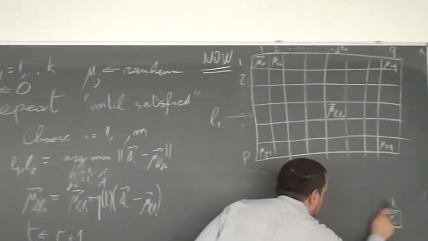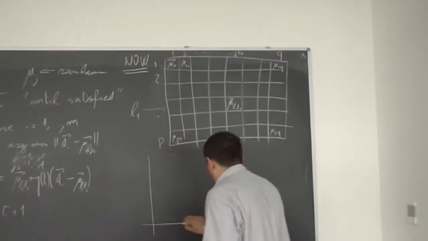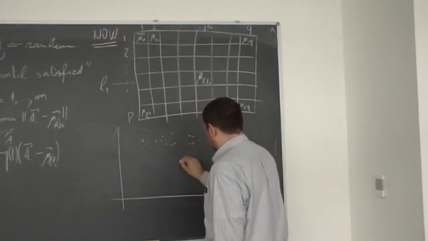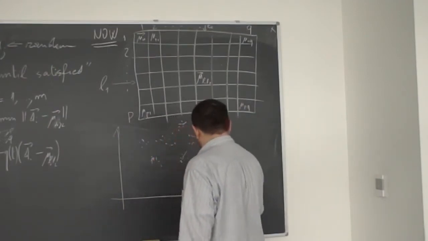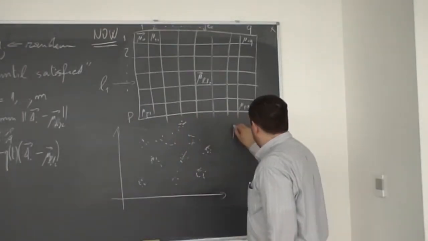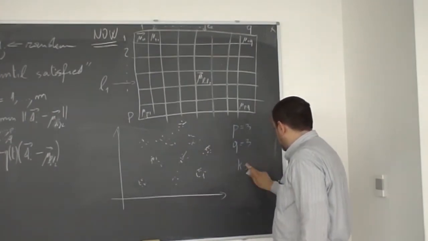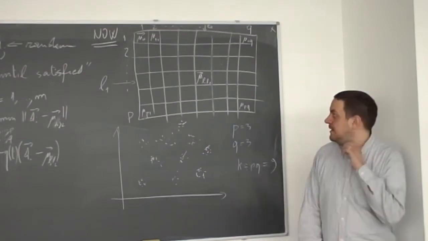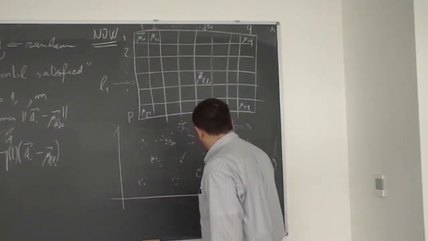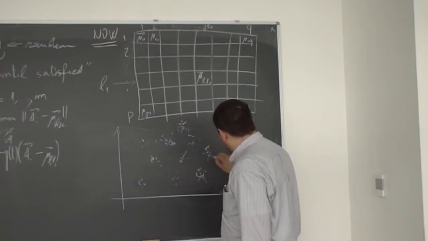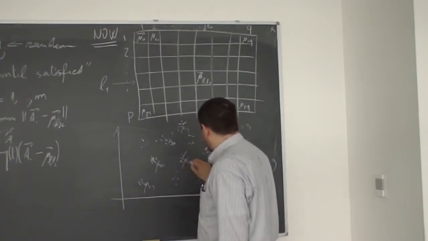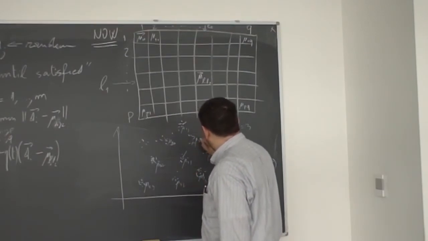So let's forget about before. Let's say we have lots of points here and there. Suppose that P is 3 and Q is 3, so we actually have 9 vectors to place. So we have move 1,1, move 1,2 here, move 1,3 here, move 2,1 here, move 2,2 here, move 2,3, move 3,1, move 3,2, and move 3,3.